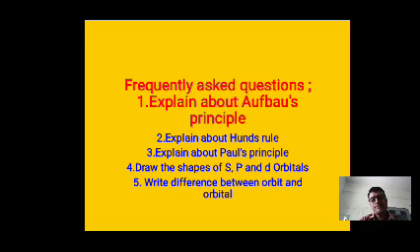Aufbau principle. Electrons enter into lower energy orbitals before entering into higher energy orbitals. The principle is useful in calculating the relative energies of different orbitals on the basis of n plus l value. The greater the n plus l value, the more the energy of the orbital.